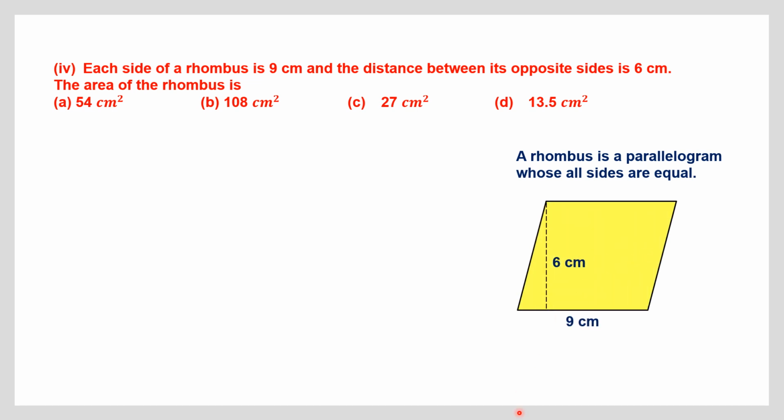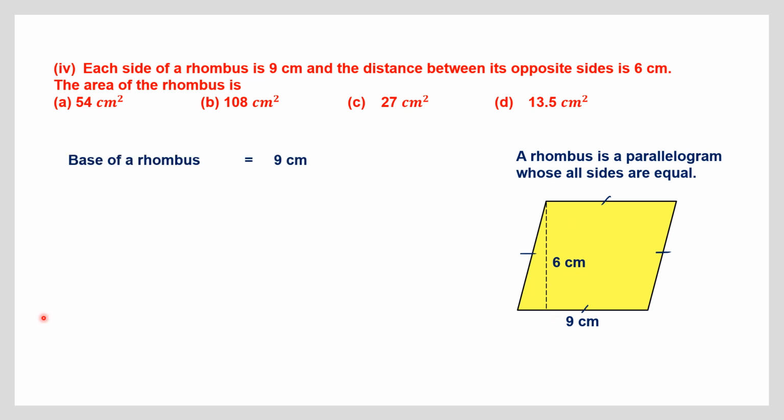All sides are equal. That means all these sides will be 9 centimeters. 9 centimeters is given to us and all sides will be 9 centimeters. Then we're also given the distance between its opposite sides. So these are the two opposite sides. The distance is the height, and that is 6 centimeters.